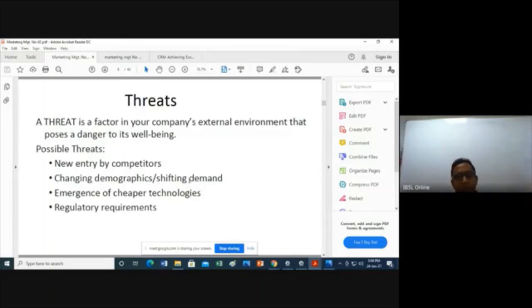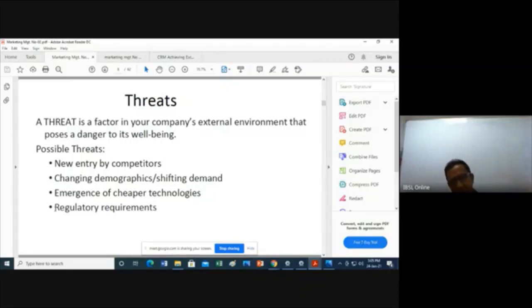Emergence of cheaper technologies: technology is getting cheaper and cheaper day by day due to the internet and other technological improvements. And regulatory requirements: if you take the banking industry, there have been some import regulations on many imports like vehicles, certain electronic appliances, durable goods, building material, some food items, and all those have impacted the business or revenue of certain companies.